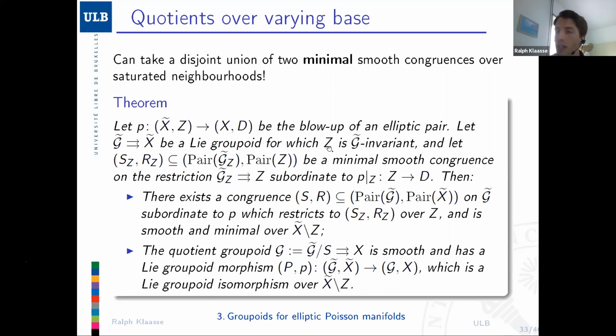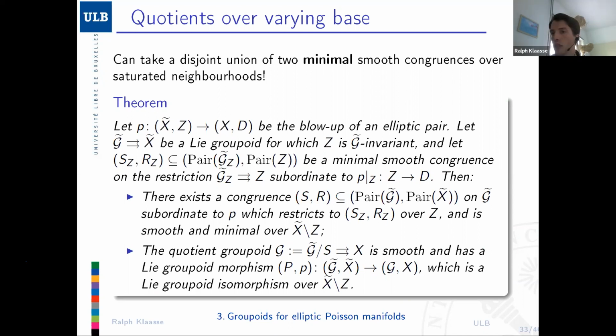Well, you only really need to find it over Z because in the complement of Z, the map is not doing anything. So you also don't need to quotient anything. And then in order to glue it together in some way to get a congruence again, we need this notion of minimality. That is not explained here, but it is basically saying that if you're taking the quotient of groupoids, you need to ensure that you're only taking the quotient of the base manifold. So the S fibers all remain isomorphic.